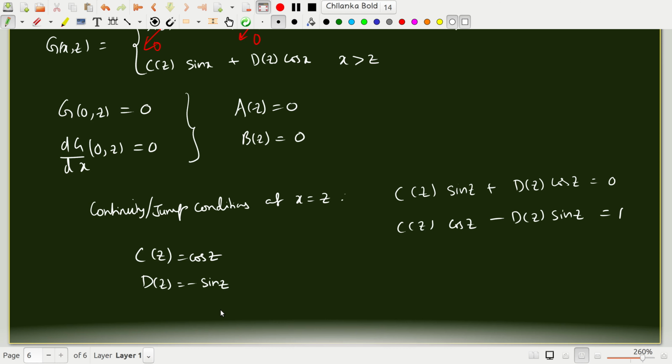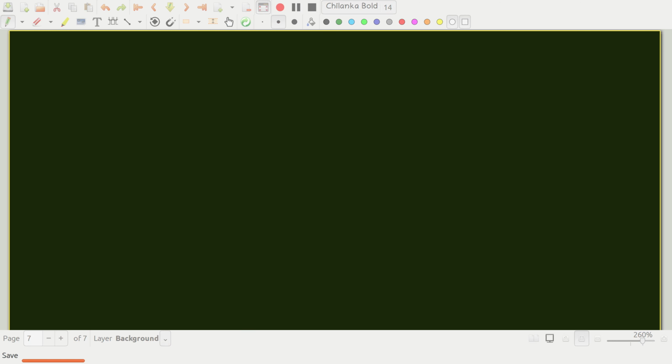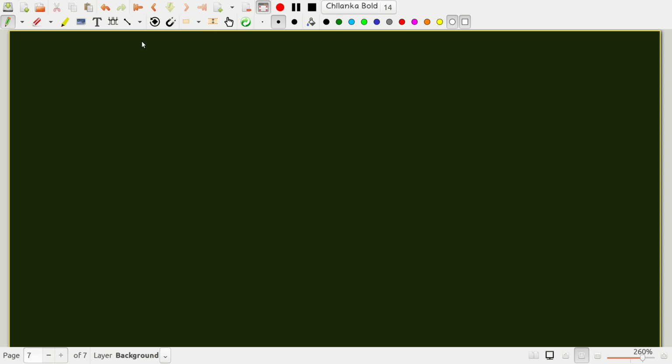Okay, then therefore we will get the Green's function as g of x z is 0 for x less than z, and if I simplify the trigonometric expression, I'll get sin of x minus z for x greater than z.